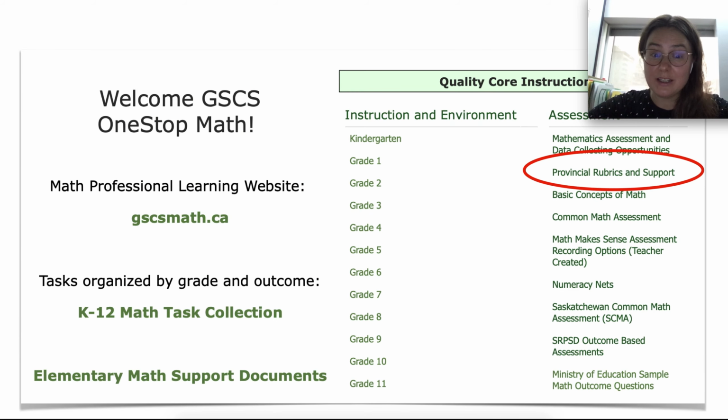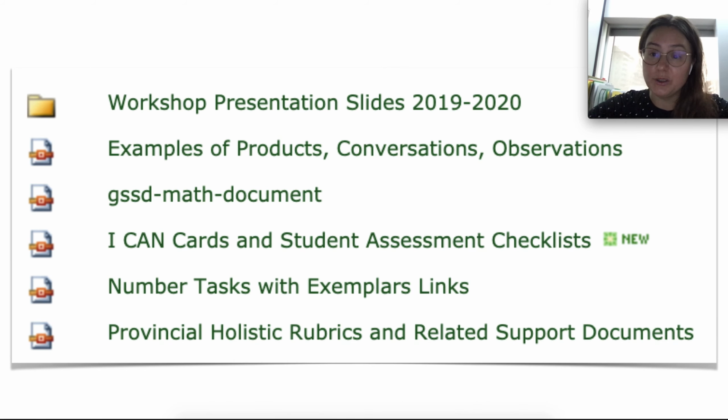So once more, your go-to place to find provincial rubric resources is this link on OneStop. From here, you can download the rubrics, the provincial support documents, and GSCS supports.